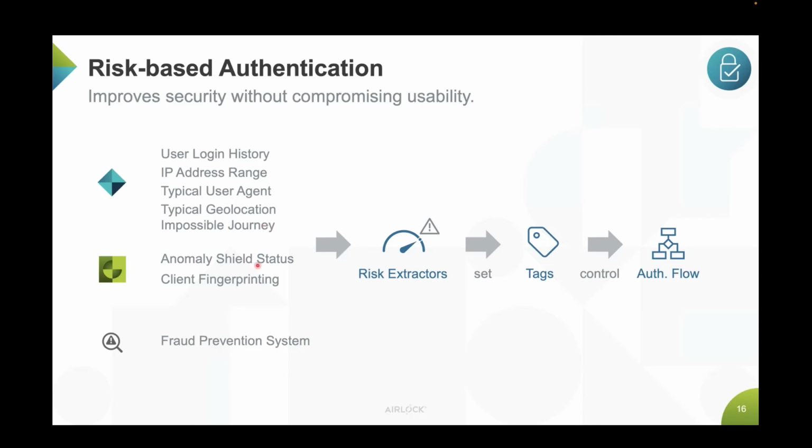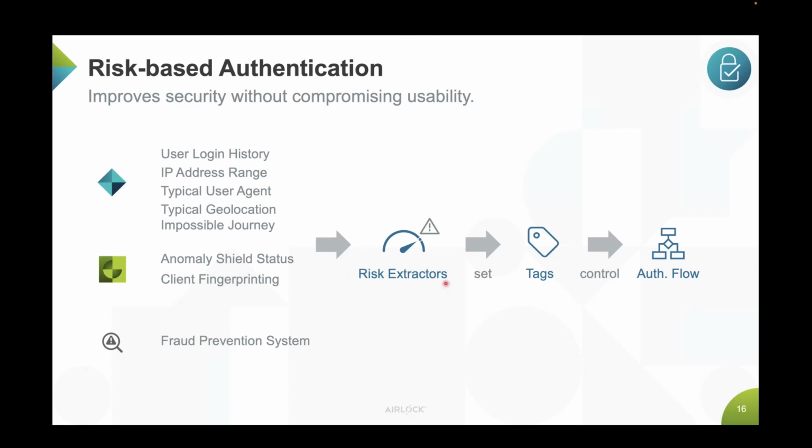We also added two risk extractors looking at information from the gateway. If you're using the anomaly shield, the machine learning part of Airlock Gateway, anomaly shield can tell IAM about the session state. If a session is considered anomalous, IAM can use it in the risk extractor and then influence the authentication flow a user has to pass to access an application. It can also look at the client fingerprinting score of the gateway, and there you define at what risk score threshold to consider a session as risky or not.